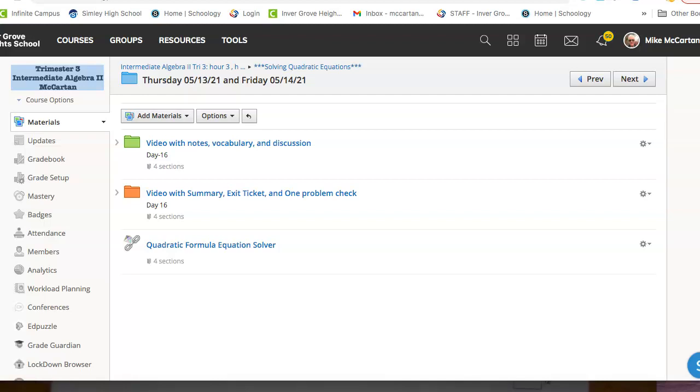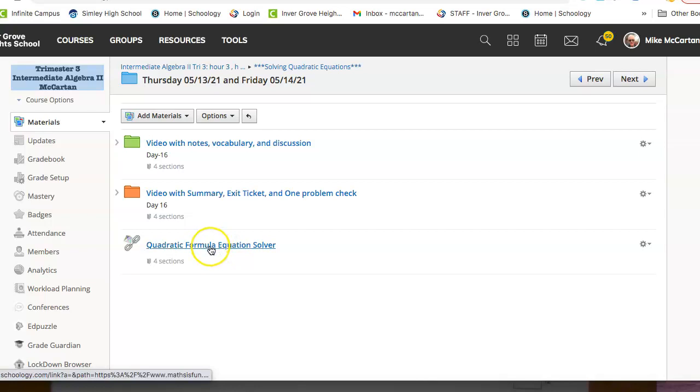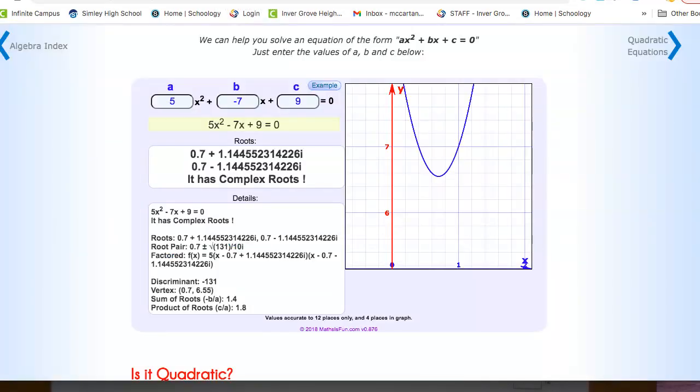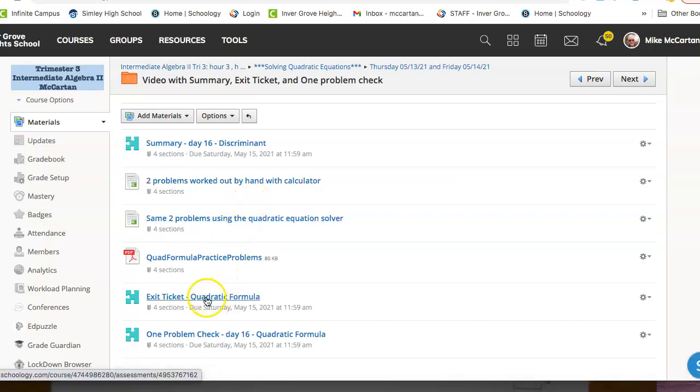Okay, hello everyone. Again, y'all, this is day 16, and we are going to look now at the exit ticket. It's inside the orange folder. We're looking at the quadratic formula here. Also, I opened up the quad formula solver in a different tab. It's sitting right here. We're going to use it to solve every problem. All right, let's open this up. Again, the exit ticket is right here. Guys, open it up.